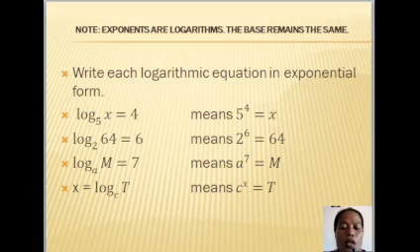Next, the logarithm of m to the base a is equal to 7 means a to the power of 7 is equal to m. And the last is x is equal to logarithm of t to the base c, which means c to the power of x is equal to t. So those are examples on how to convert exponential to logarithmic forms or vice versa.